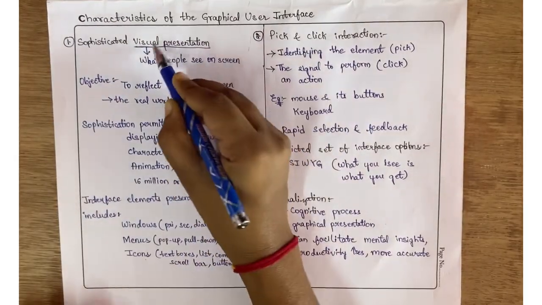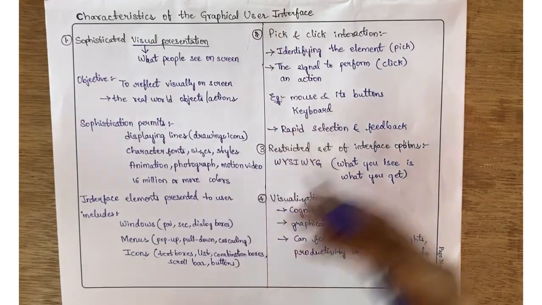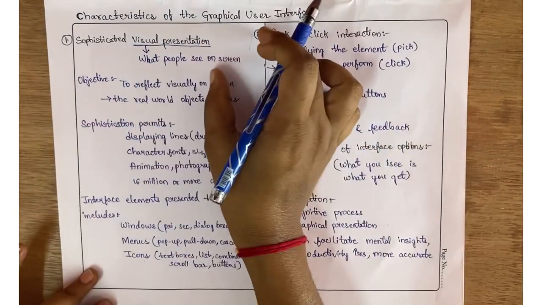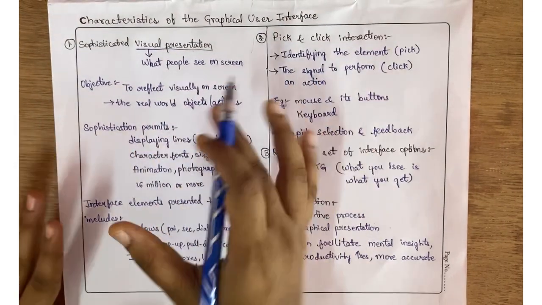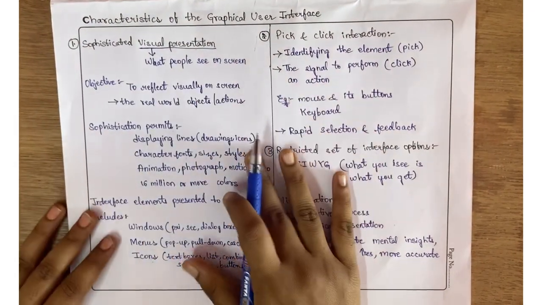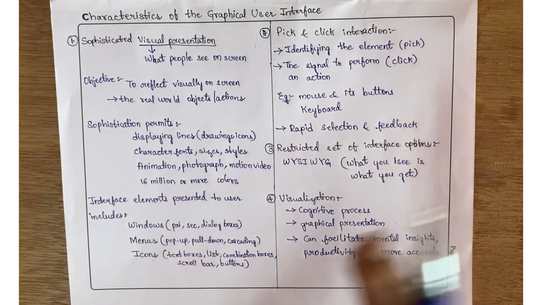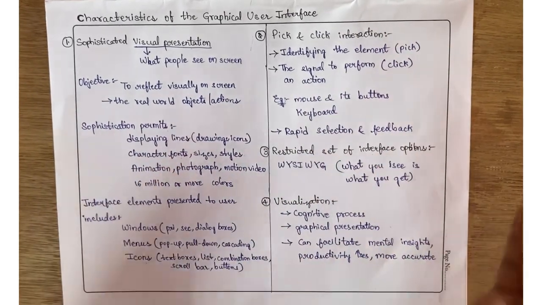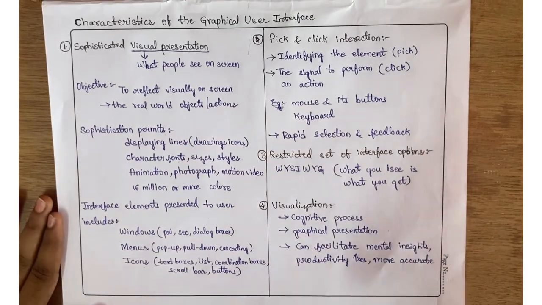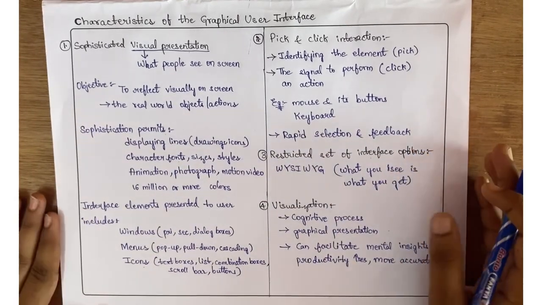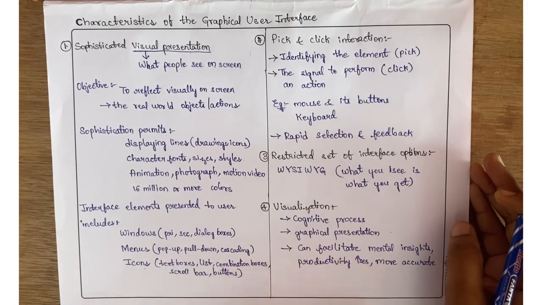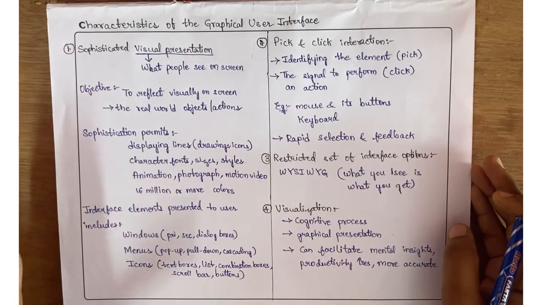So let's go with the visual presentation. That means what people see on the screen, we are seeing the visual things, right? So that is visual presentation. And the main objective of this characteristic is that we need to replicate all these real world objects onto the screen. That means just the medium has been changed. Now we are familiar with all the objects in our environment, right? So those things, the real world objects or actions, must be simply replicated on the screen.